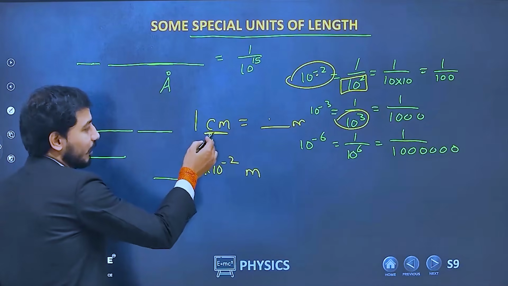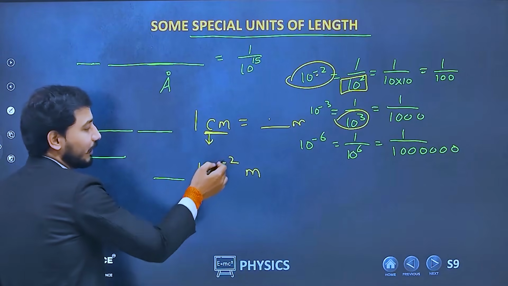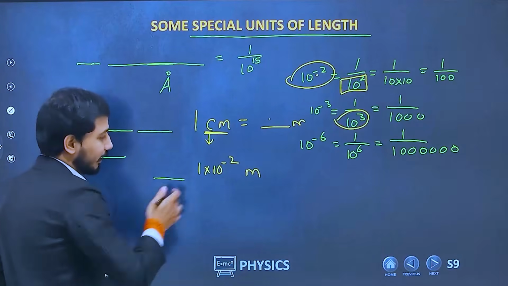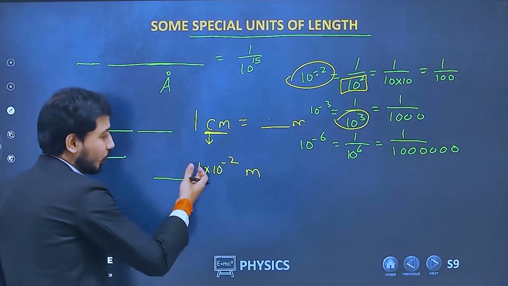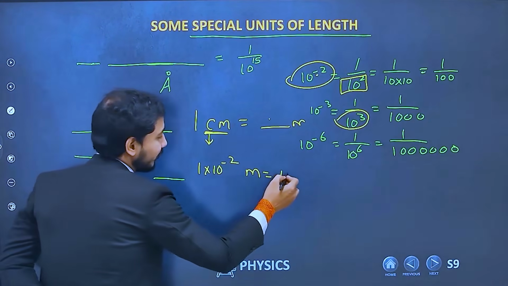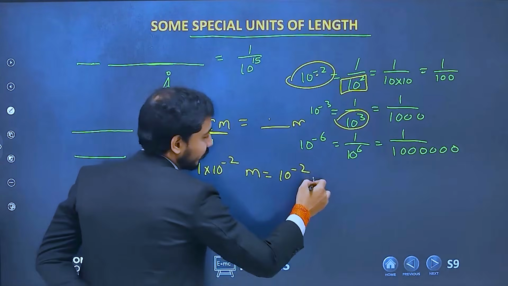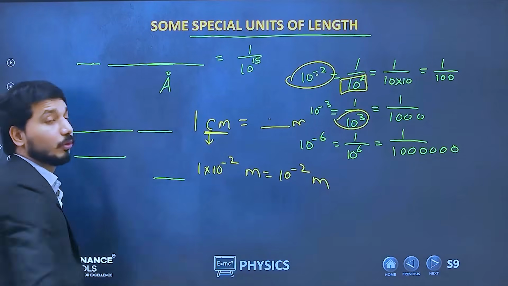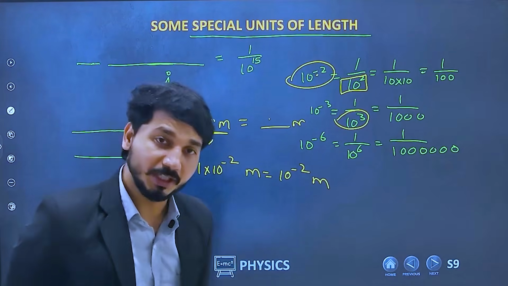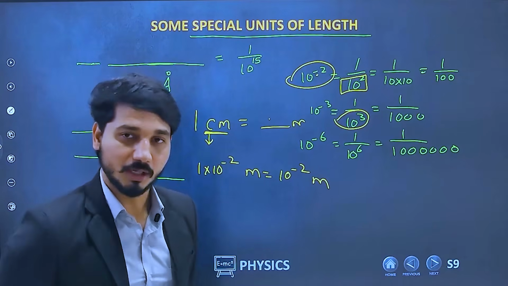Here the number is 1 and centimeter is there. The meaning of centi is 10 to the power minus 2, so we have written the meaning of centi, and we will write meter. So 1 into 10 to the power minus 2 is equal to 10 to the power minus 2 only. So 1 centimeter is equal to 10 to the power minus 2 meter. Right? Now listen.